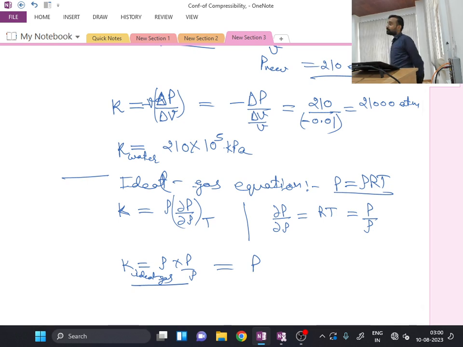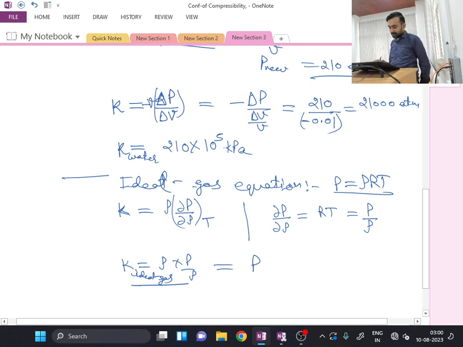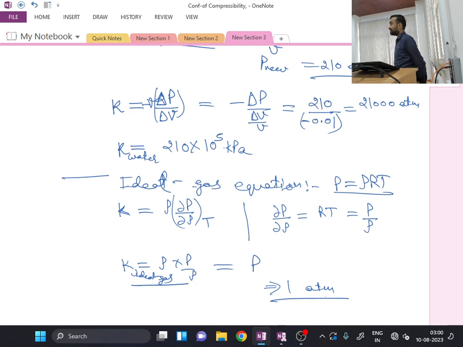Okay. So at atmospheric pressure, if you consider air to be an ideal gas, then the compressibility of air is equal to 1 atmosphere. On the contrary, the compressibility of water is 210 atmosphere. So you can see how large a pressure is needed for changing the density of a liquid. On the contrary, if I have to change the density of a gas, it can be easily changed, because its coefficient of compressibility is very small.